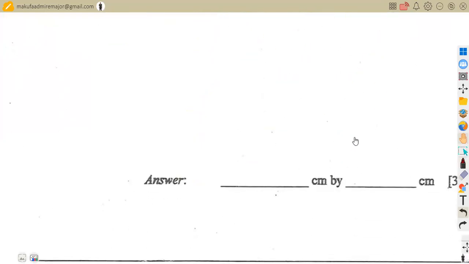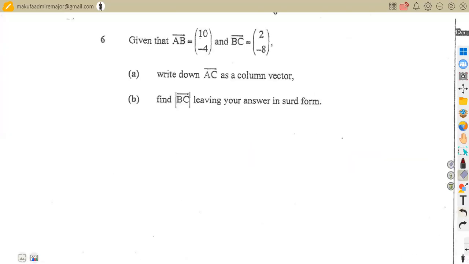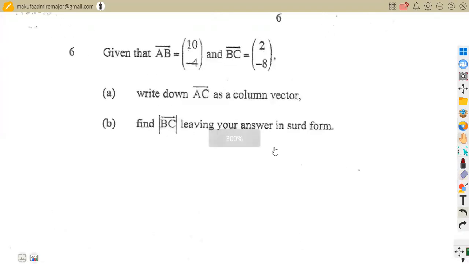So here we're just supposed to write the new dimensions that we got. That was 80 centimeters by 60 centimeters. Already the centimeters is written here, so you are not going to write this part. When you are given that part, you have to work with the way your paper is presented.